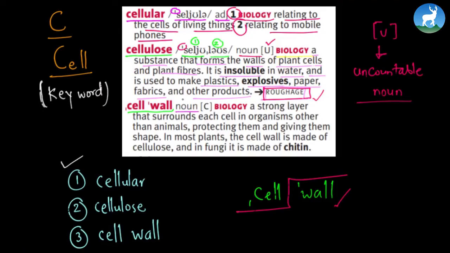First of all, the form: it's a noun. The pronunciation is not given because we already know how to pronounce the word cell. You can go to the word cell, and for wall, you can go to the word wall and find out the pronunciation. It is a countable noun. You can actually count the cell walls, but you cannot count cellulose. See the difference? It is once again related to biology, and the meaning is a strong layer that surrounds each cell in organisms other than animals, protecting them and giving them shape. In most plants, the cell wall is made of cellulose, and in fungi, it is made of chitin. So this is the meaning, right?